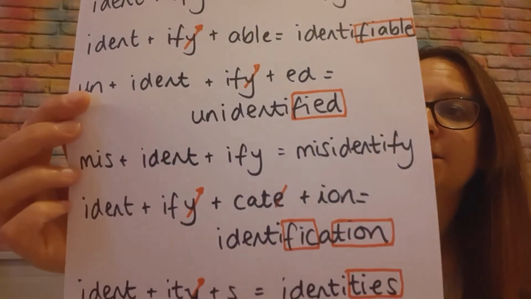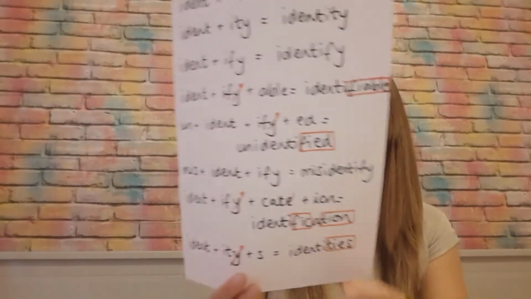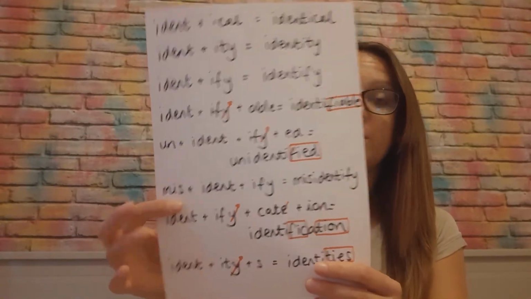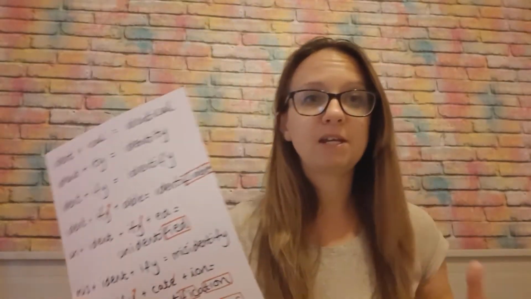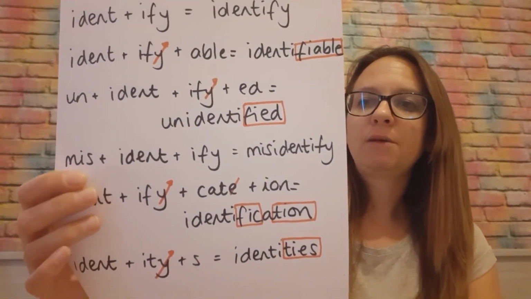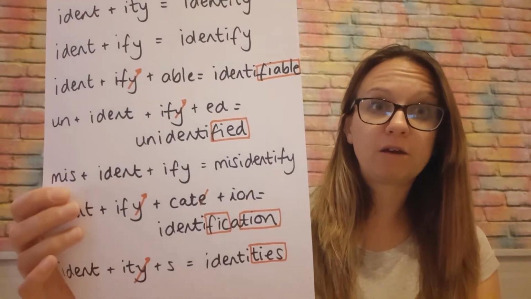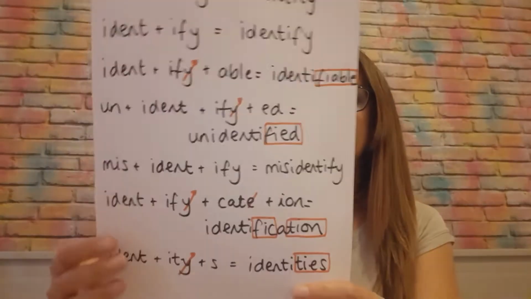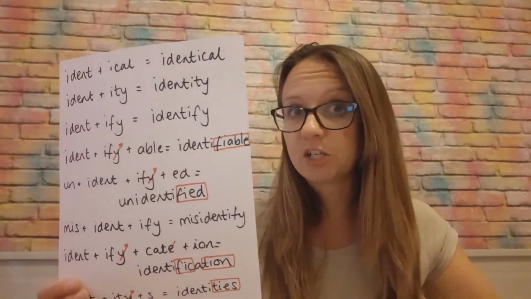Then we had misidentify. So think about what you know about that prefix mis. What does misidentify mean? What do you think? So hopefully you will have said it means that you identify it wrongly, because mis is meaning wrong, basically. So misidentify means that you have identified something incorrectly. Perhaps we thought it was a person, but actually it was a different person.